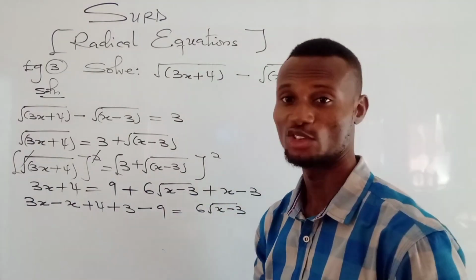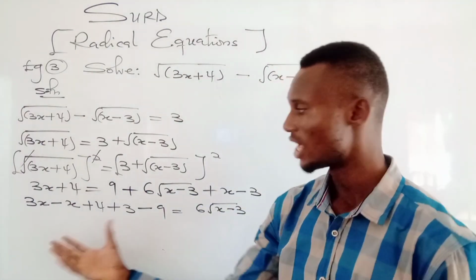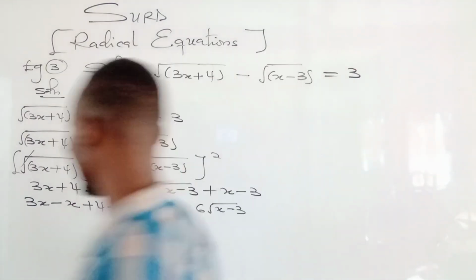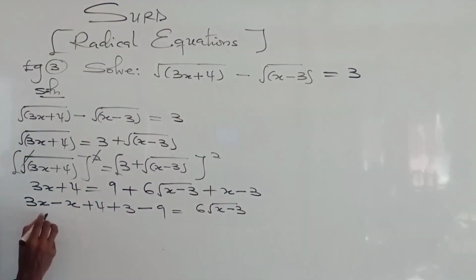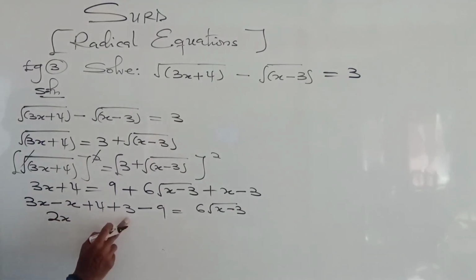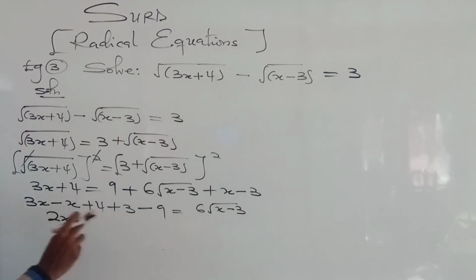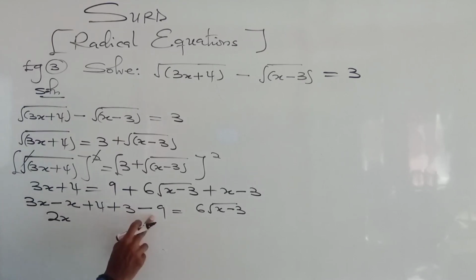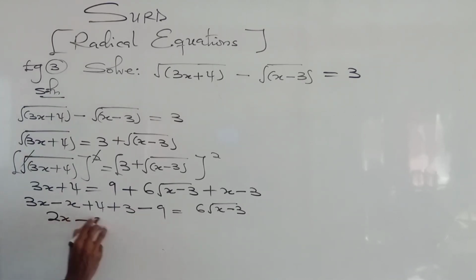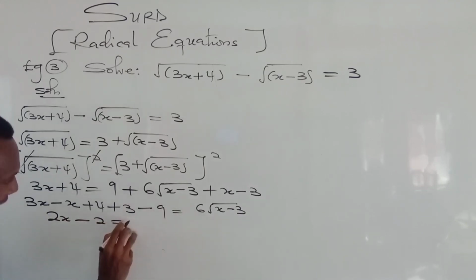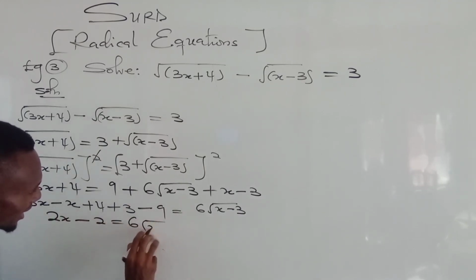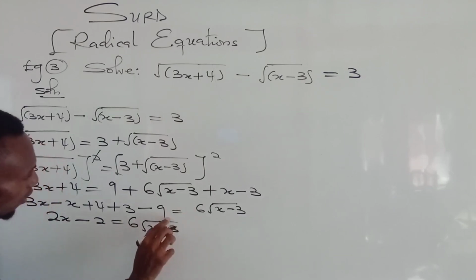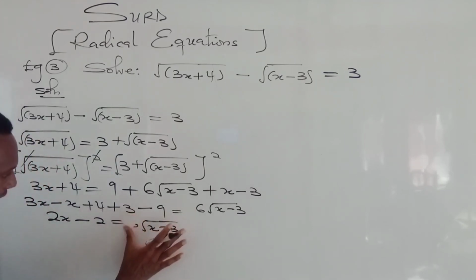So all that we did is to group like terms. Let's go ahead and simplify further. 3s minus s gives 2s. I hope you agree with me. So I have my 2s. Now 4 plus 3 gives 7. This is positive 4, this is positive 3. We add them, we get 7. And the 7 minus 9 gives negative 2. So you have 2s minus 2 equals to, then I have my 6 root s minus 3. I hope you understand and you agree with me up to this point.